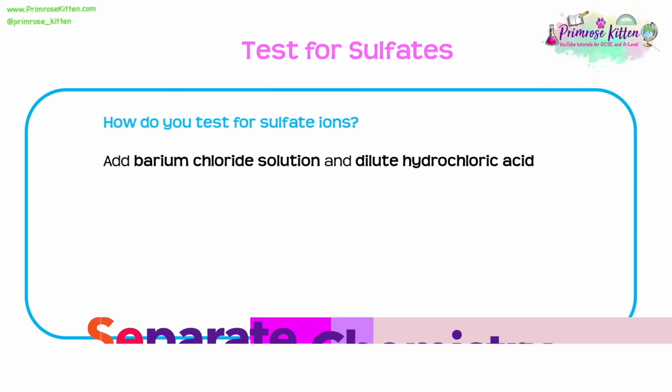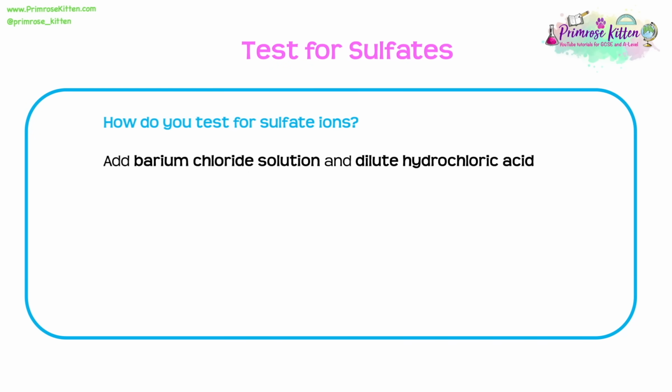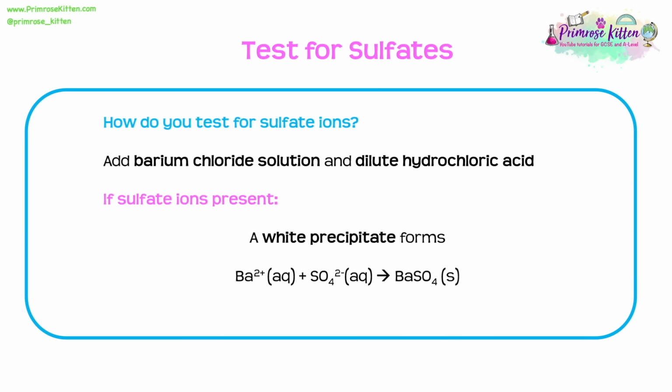To test for sulfate ions in solution, we want to add a barium chloride solution and dilute hydrochloric acid. Now, if the sulfate ions are present, then a white precipitate will form. The ionic equation for this is Ba2+ (aq) plus those sulfate ions, which are SO4 2- (aq), will form barium sulfate, BaSO4 (s). Now it's that barium sulfate that gives us that white precipitate.